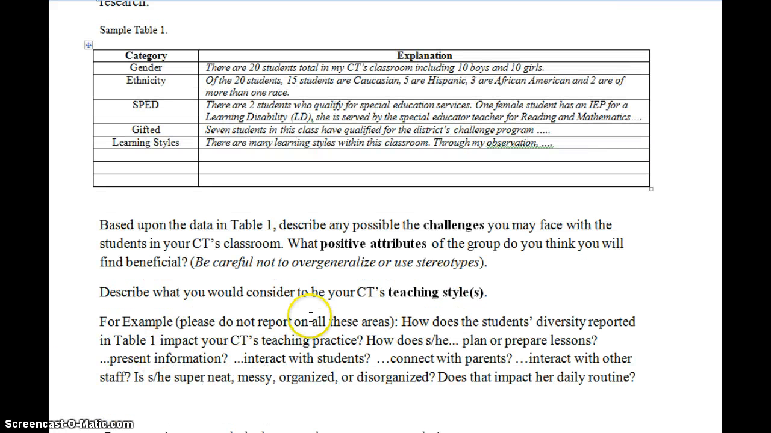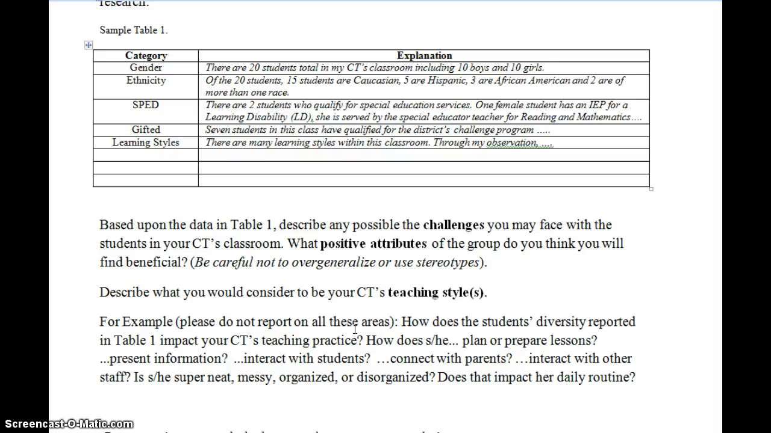For the next part, I'd like for you to consider including some of this information, but please don't make this just a running list of responses to these questions. If you feel like it pertains to you and you think it would be helpful to write a response to it, that would be fine here. So think about maybe how the students' diversity impacts your CT's teaching practice, or how does he or she plan or prepare lessons, which is really important as you are eventually going to be doing those things. Similar to the one above, their teaching style: how does he or she present information or interact with students.